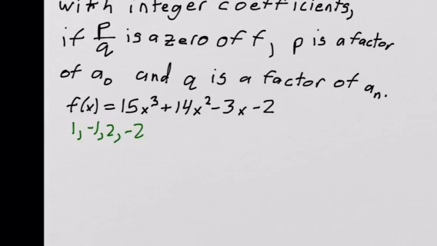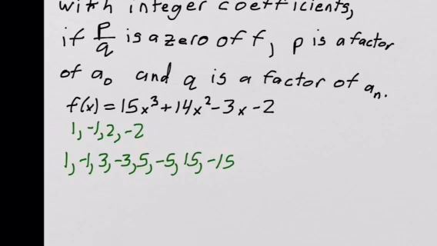I also need to list all the factors of the leading coefficient, which is 15. So those are 1, negative 1, 3, negative 3, 5, negative 5, 15, and negative 15. If you're not sure about how to factor an integer, just remember, look for pairs of numbers that multiply to give you that. And remember, you need to include both the positive and negative of each number.